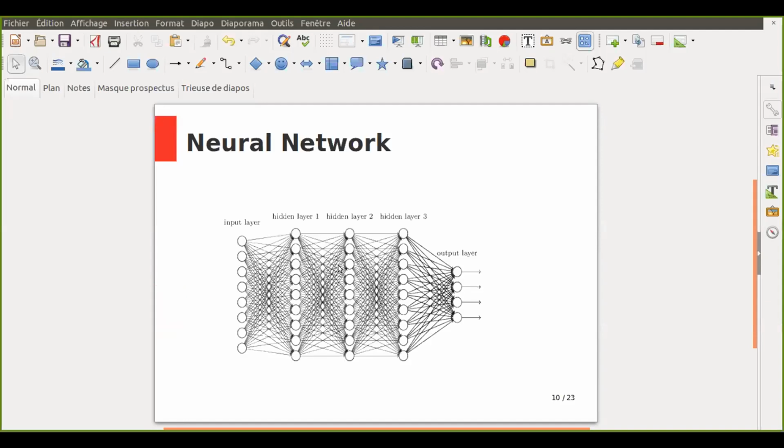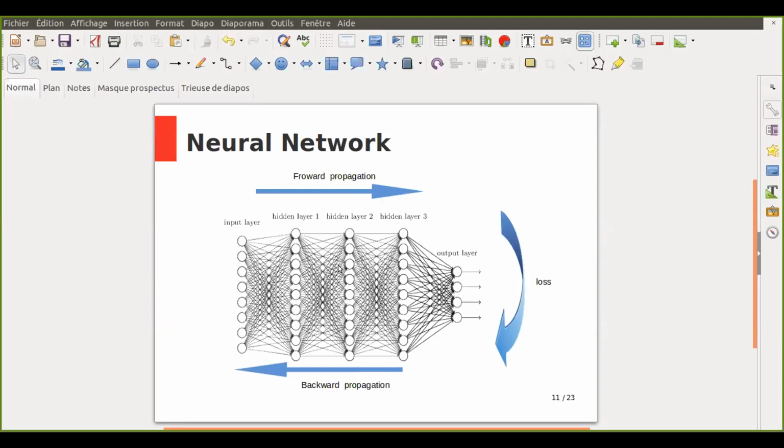A neural network, also known as a multi-layer perceptron, is a class of feed-forward artificial neural networks. A neural network is usually composed of at least 3 layers of perceptrons or neurons, which are an input layer, a hidden layer, and an output layer, as you can see in this figure. This type of technique works in three steps. The first one is called forward propagation, in which we distribute the input values into the next layers in order to calculate the output.